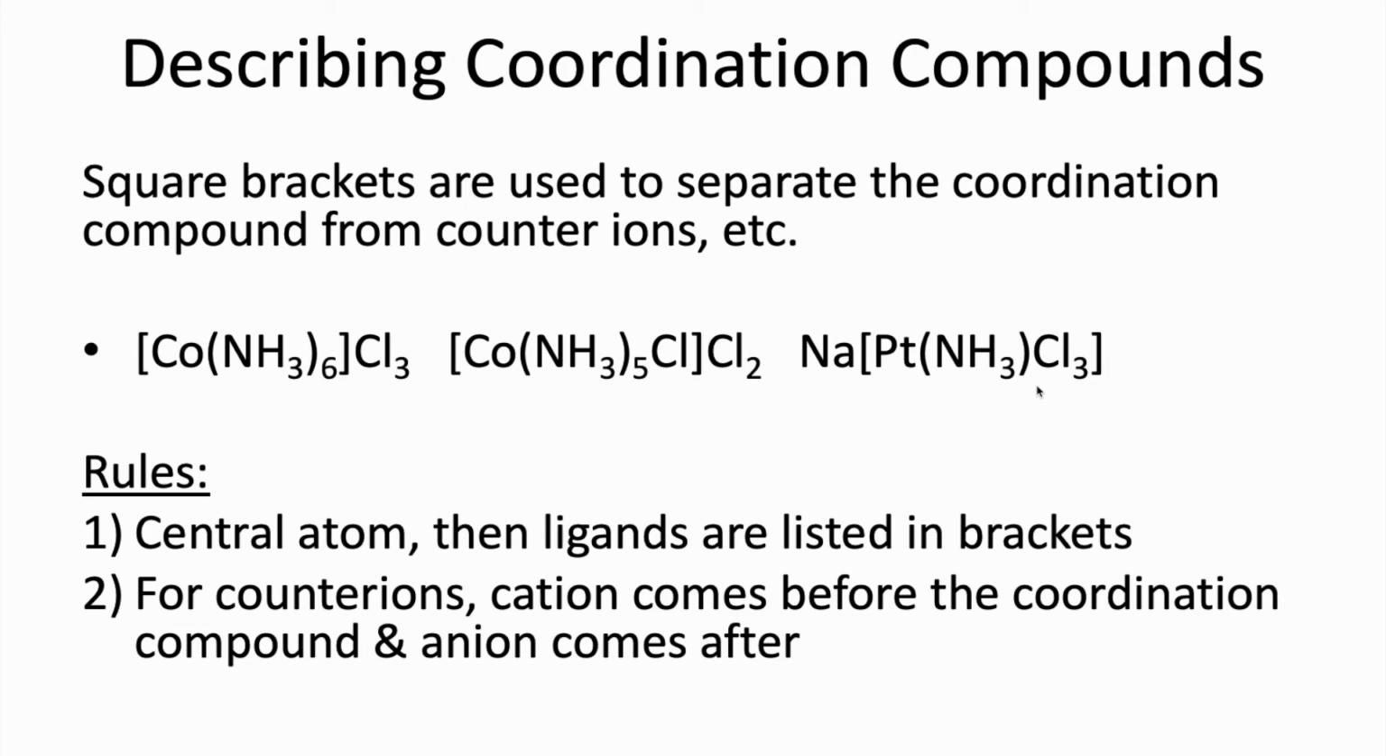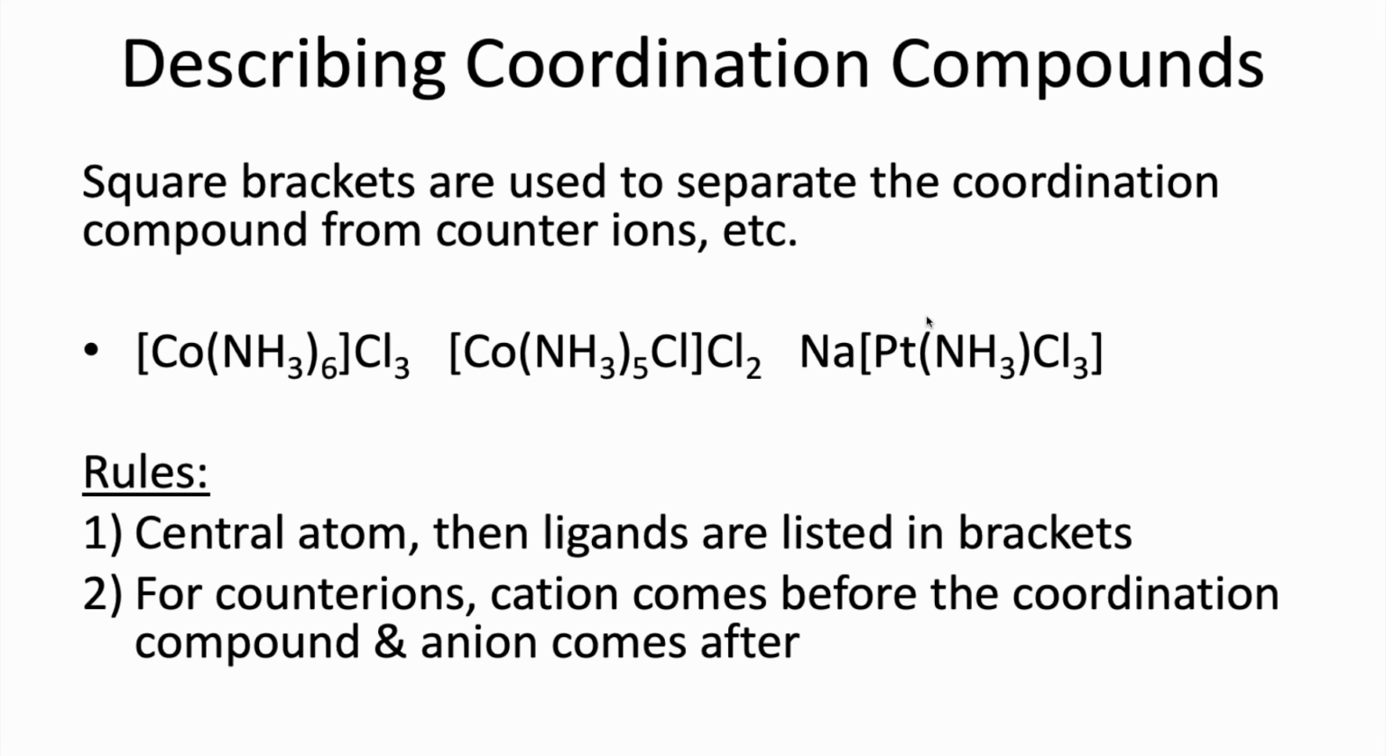But we have some rules for how we're doing this. Inside of the brackets, we list first the central atom and then all of the ligands. And if we have counter ions there, we don't always, because it could be a neutral coordination compound, but if we have counter ions, the cation always comes before the coordination compound, or if it's an anion, it comes after. Whenever you have any compound, it's always cation and then anion. So that's true here with our cobalt, and it's also true here with the sodium and the platinum, that the sodium is positively charged, so it comes first.